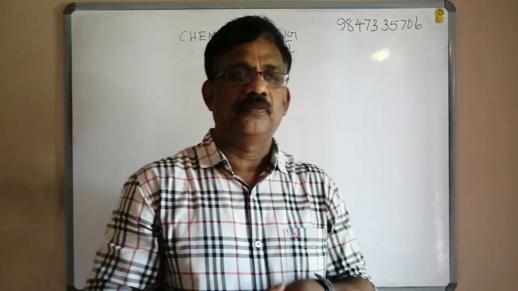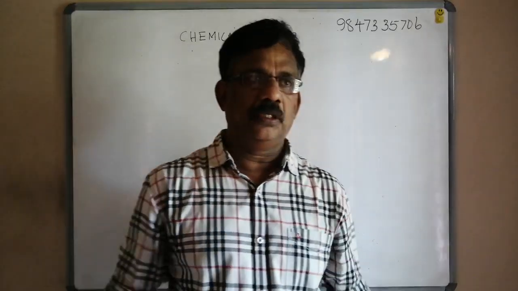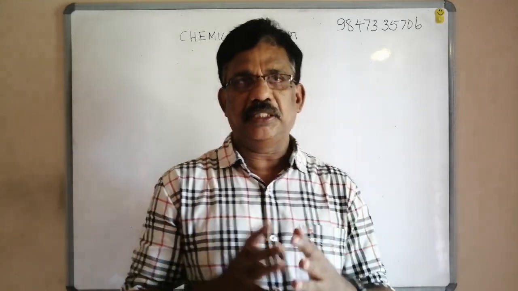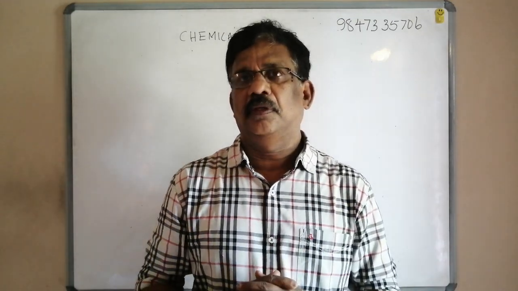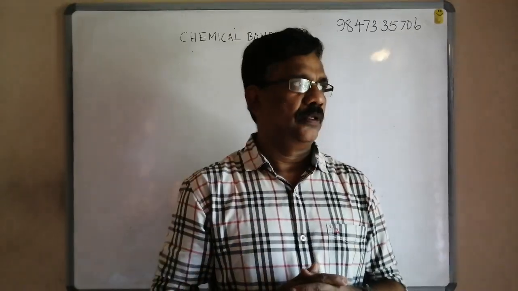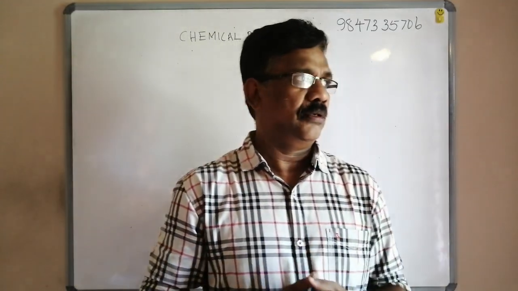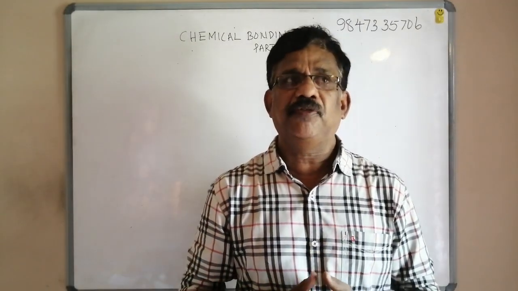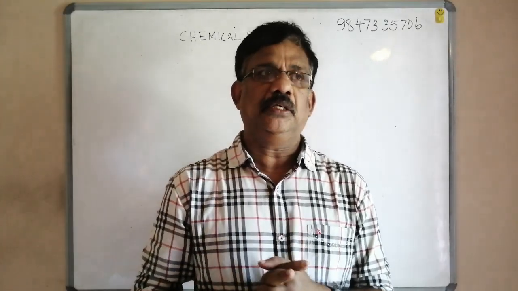Okay, welcome students. In the first class, we discussed valence bond theory, VBT, by Linus Pauling and Slater: different types of overlapping, sigma and pi bonds, and the concept of hybridization, and three hybridizations, sp3, sp2 and sp. We also discussed the shapes of three molecules: methane, boron trifluoride and beryllium difluoride.